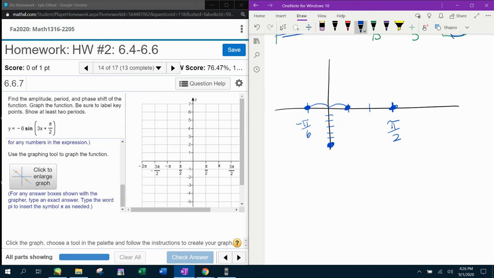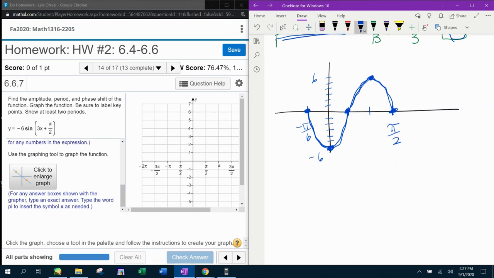And then guess what happens at the next hash mark? 1, 2, 3, 4, 5, 6. We're going to be up at +6. And then we're going to come back down. Okay? And so now we can go through and connect the dots. That is step number 6. Connect the dots. So going down, making a valley, and then making a hill. And that is one complete wavelength.